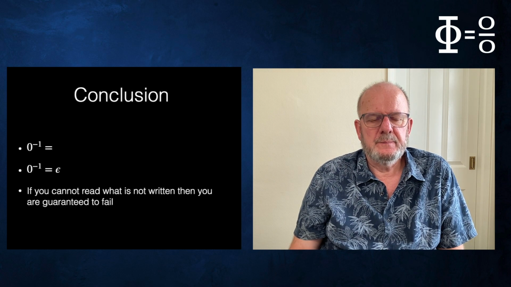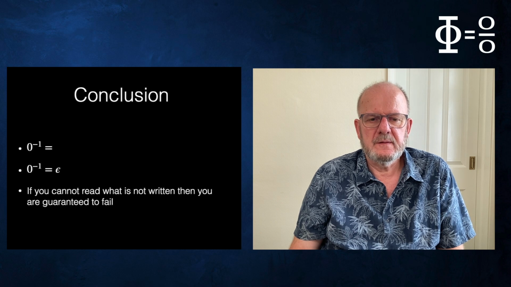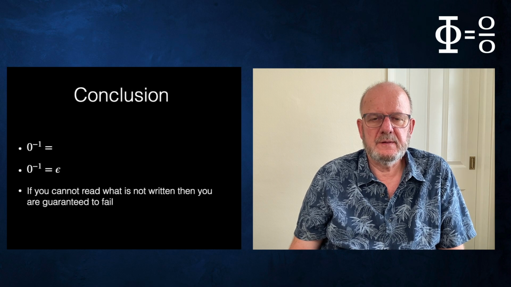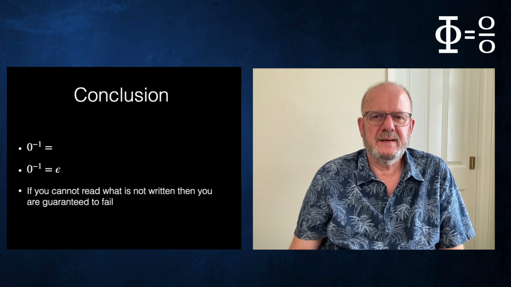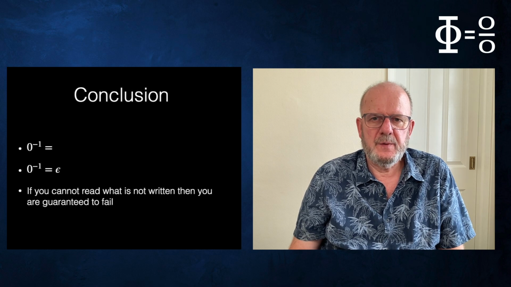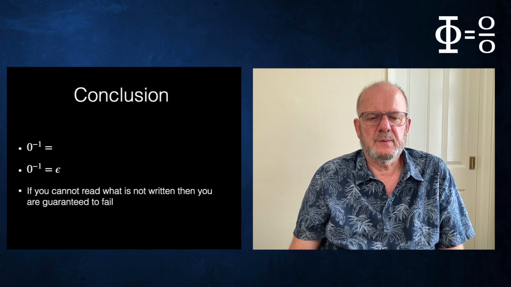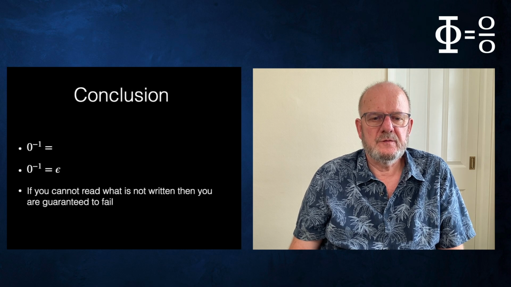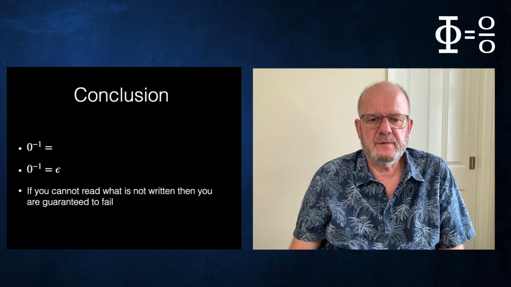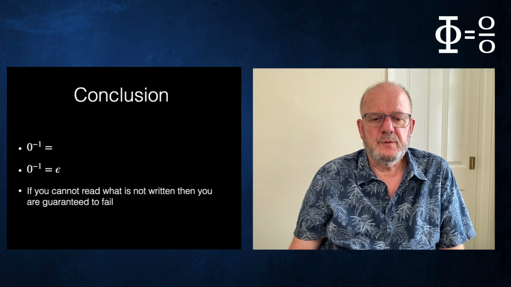So in conclusion then, 0 to the power minus 1 equals. If you find that statement difficult to understand, then watch the video again. If you get back to here and you still don't understand it, take a break. Get on with the rest of your life and pop back every now and then and see if you understand it. Another way of saying 0 to the power minus 1 equals is to say 0 to the power minus 1 equals epsilon. And the moral is, if you cannot read what is not written, then you are guaranteed to fail.